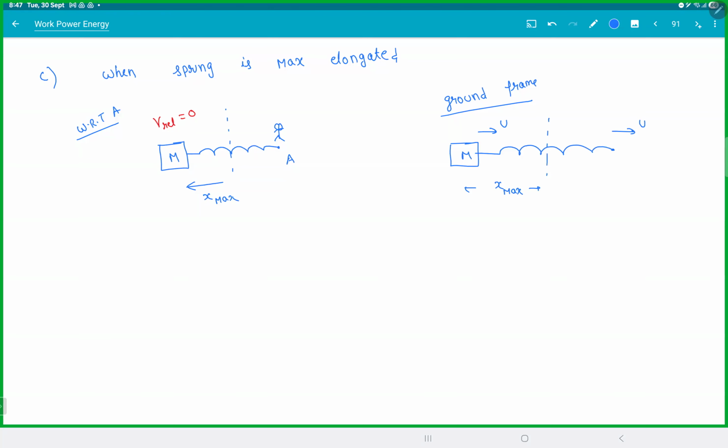Making sense? Now ask yourself, initially what was the energy? Initially block was at rest. Initially spring energy was 0. Suddenly where did he get all this energy from? So this is what the guy in the ground frame will see at maximum elongation. So work done by external forces will be change in potential energies plus change in kinetic energy. Initially potential energy, spring was at rest. Finally potential energy is half k x max square.